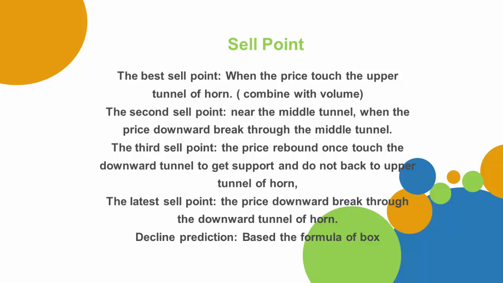The price rebounds once it touches the downward tunnel to get support, and does not go back to the up tunnel of the hole. This is another sell point. The latest sell point is when the price breaks downward through the downward tunnel of the hole. So this is the latest sell point. Decline prediction based on the formula of the box.